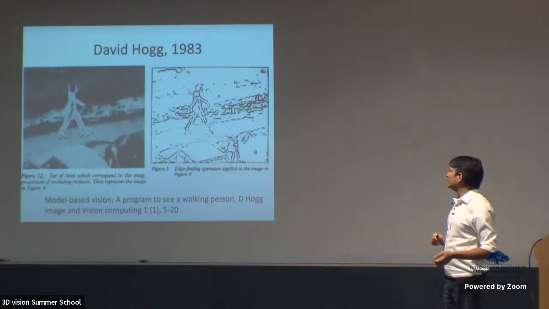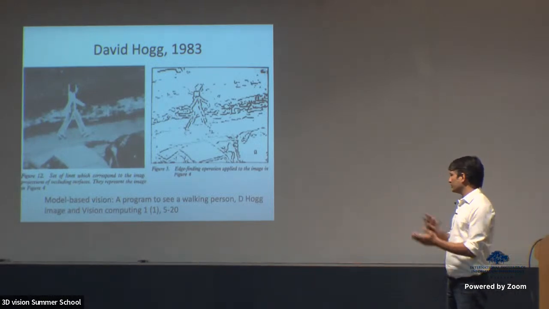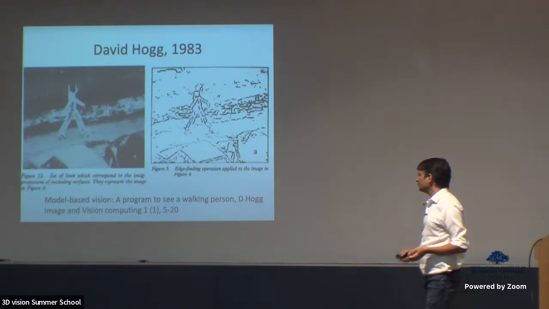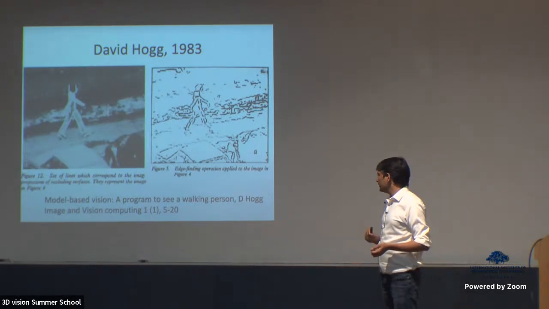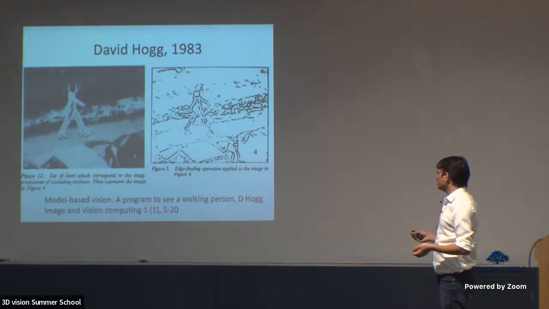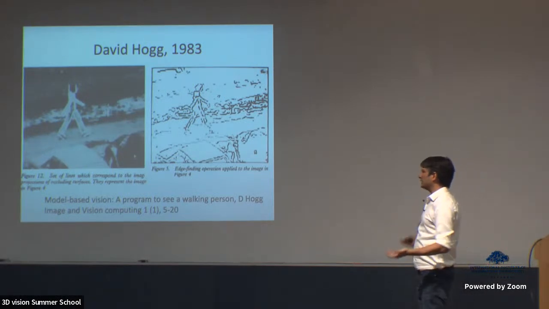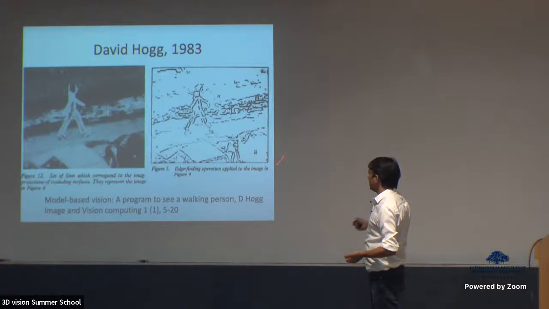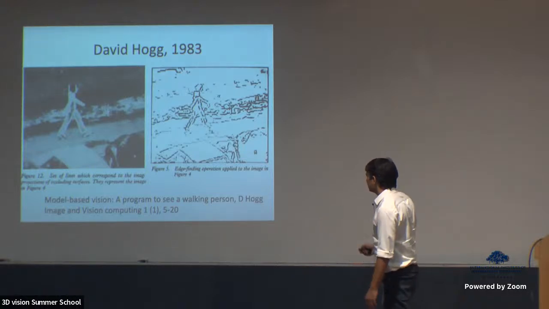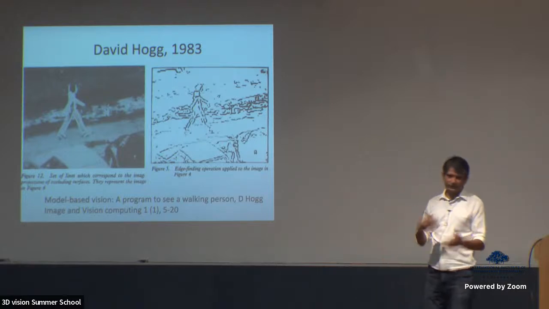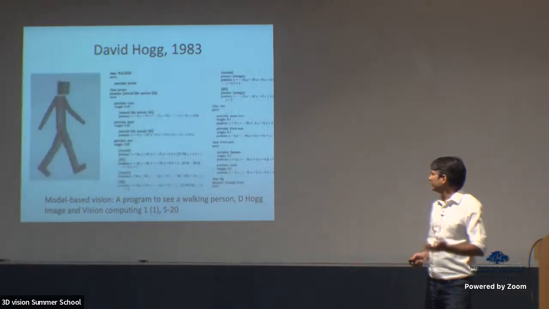Then this was David Hogg in 1983. This was one of the best works to date. And this was a model-based vision program to see a walking person by Hogg. And what he did was what people did at that time. He created edges, and then he fit his model that you see here on this edge image. And this was so good that maybe this kind of scared people.